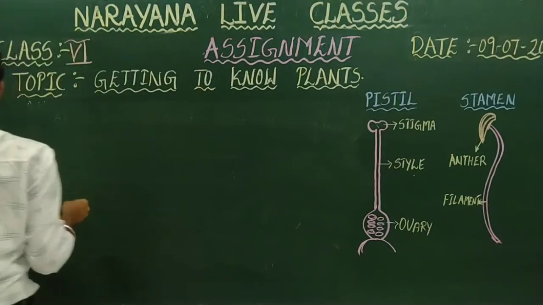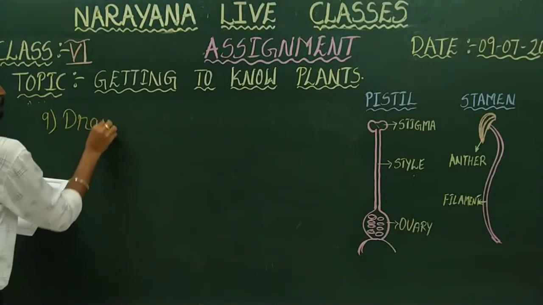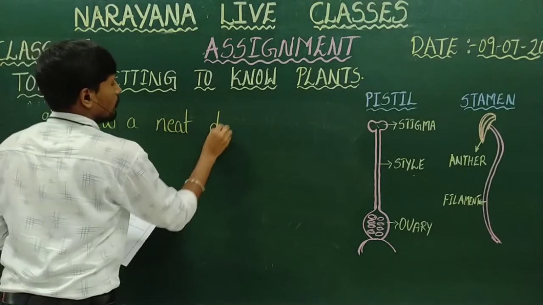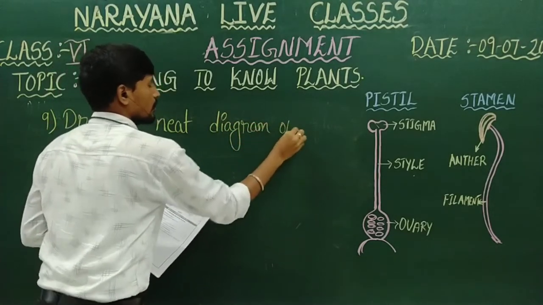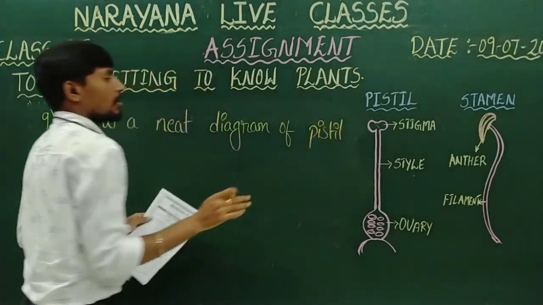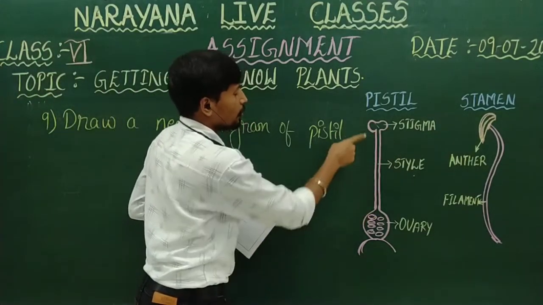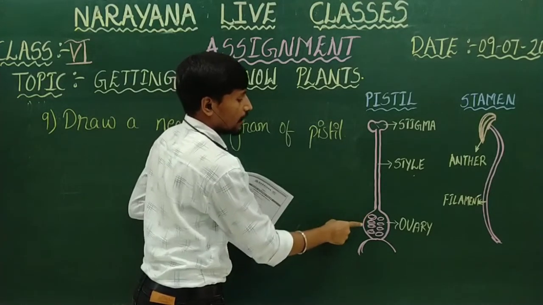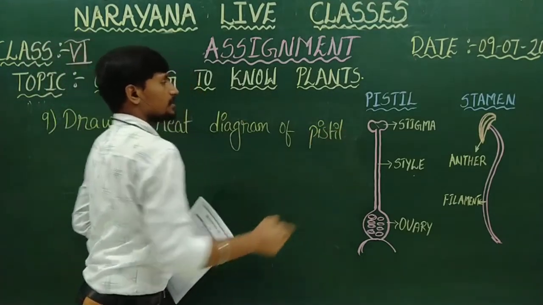And the next question, ninth one: draw a neat diagram of pistil. If you see the diagram, this is the neat structure of a pistil, where it contains the stigma, the long stalk-like style, and the ovary. Inside the ovary, ovules will be present. This is the structure of pistil.